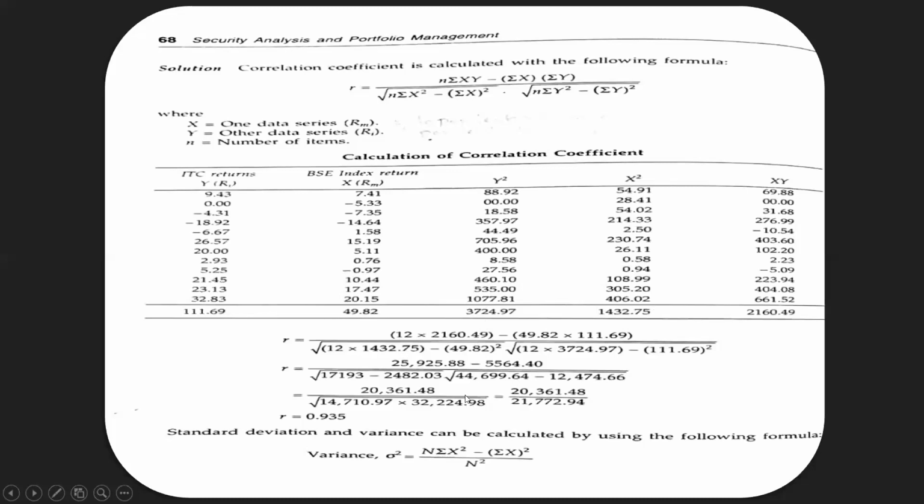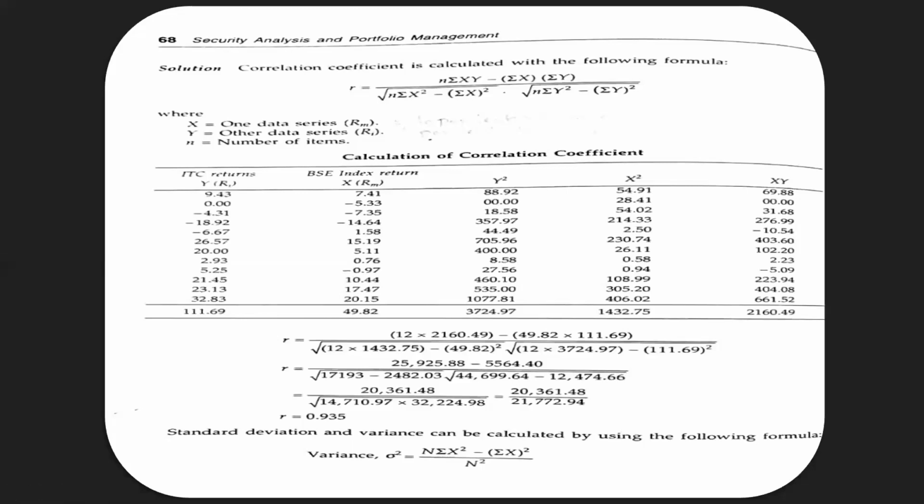Now when you calculate all this, you will get the R value or the correlation coefficient, which is 0.935. So we have calculated the R of IM, that is the correlation coefficient between the individual security and the market index. Now to calculate the beta value, the beta value is RIM into sigma E into sigma M divided by the variance of the market index. So we have to calculate the standard deviation of ITC stock as well as BSE index.